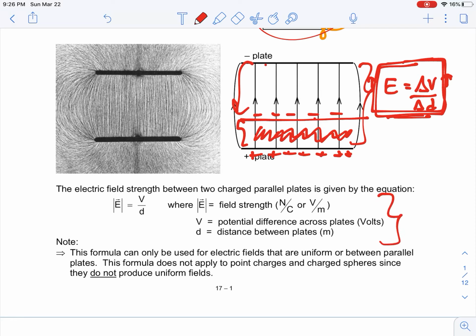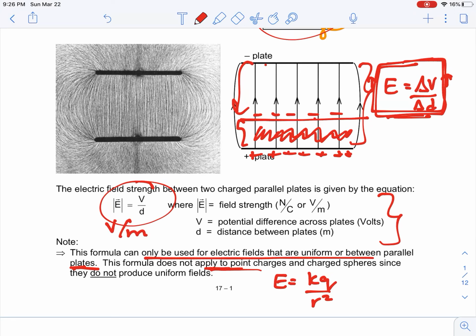Okay, this part is what I just said, basically. This formula can only be used for electric fields between plates, those uniform electric fields. It does not apply to point charges. To find an electric field around a point or source charge, you're going to have to use that formula. If you get an electric field using this formula, your units will naturally be volts per meter, because your potential difference is measured in volts and your distance is measured in meters. If you're using this formula, you will end up with newtons per coulomb when you simplify all of your units.